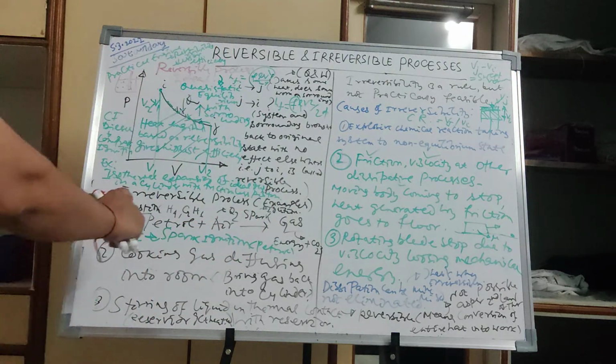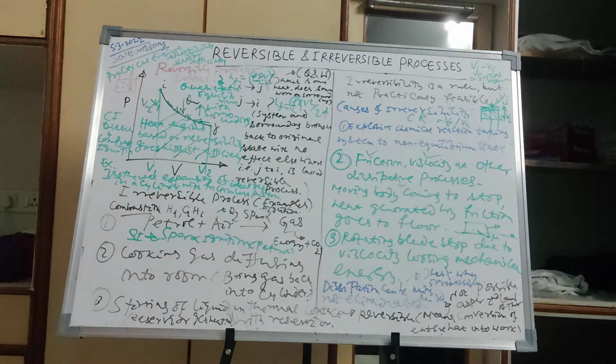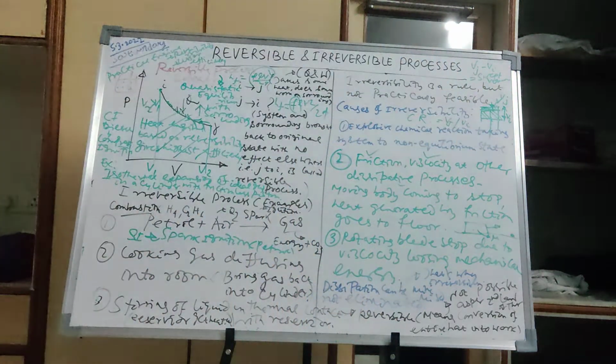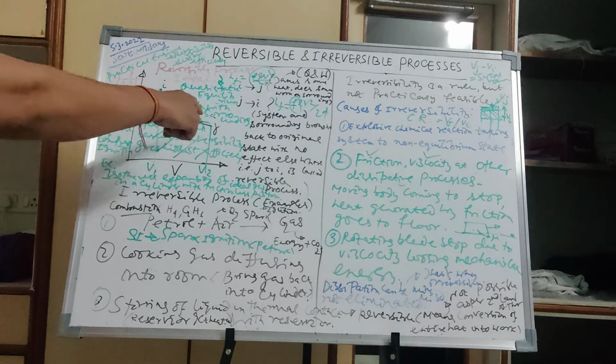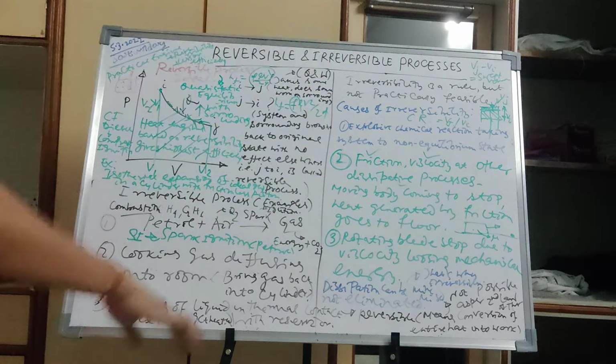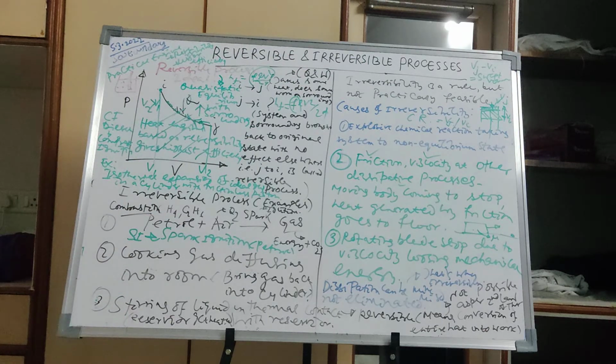Another example of a reversible process is isothermal expansion of an ideal gas in a cylinder with a frictionless piston. If there is no friction between the piston and the cylinder, only then will it be possible. Here isothermal expansion is happening and the piston is going down, but only if there is no friction can it become a reversible process. But it can never happen that you will not have friction.